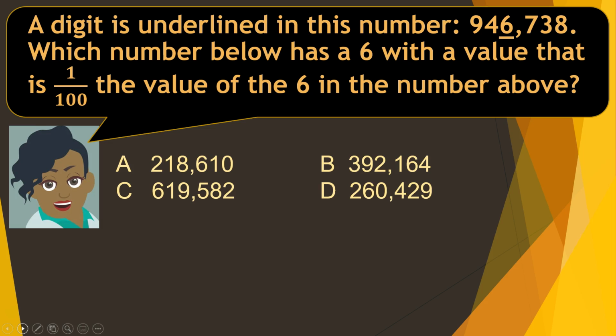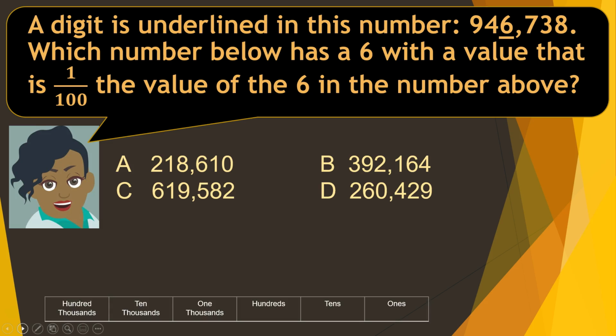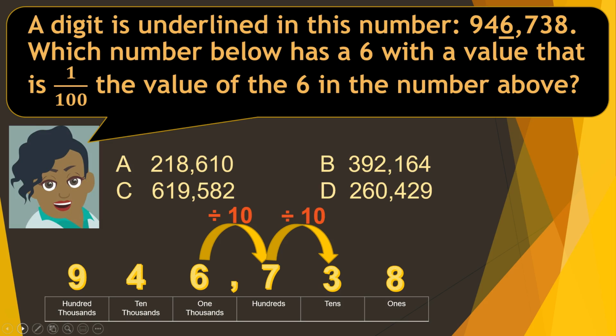We can see that the 6 is in the thousands place. So we have to think, where would this 6 be if its value was 1/100th of 6,000? If it were 1/10th, it would move one place to the right. And if it is 1/100th, it would move 2 places to the right. So I need to find the answer choice where the 6 is in the tens place. Which answer choice has the 6 in the tens place? Yes, answer choice B.